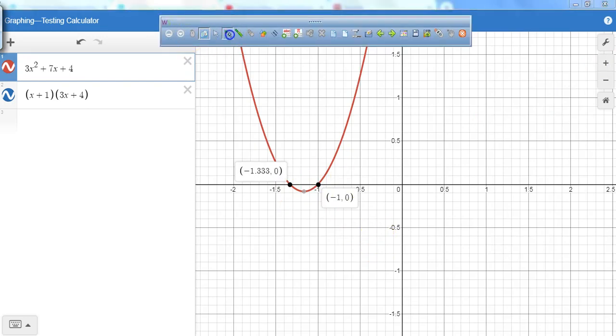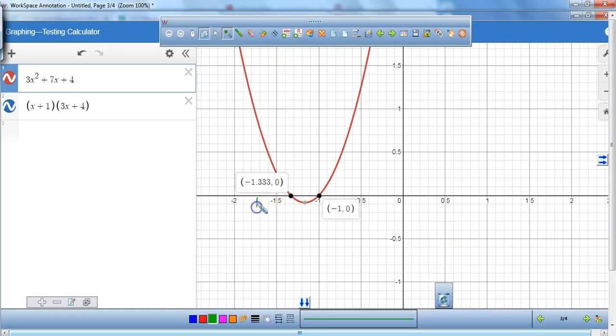Now, in Desmos, they're not going to give you the fraction, okay? They're not going to give you that that's actually equal to negative 4/3. But you can see this is what's called the smallest 0, because it's smaller than over here. We call this the largest 0. So we have the smallest 0, we have the largest 0.